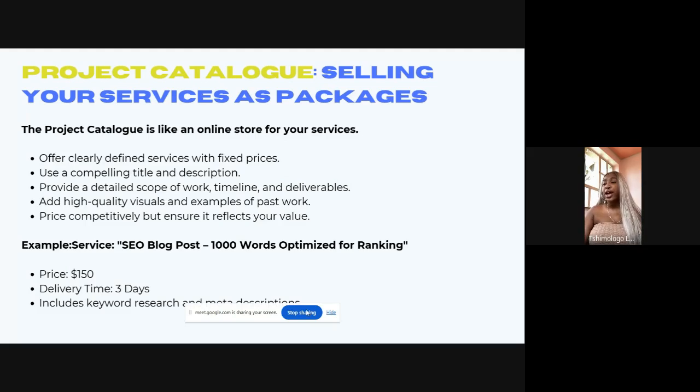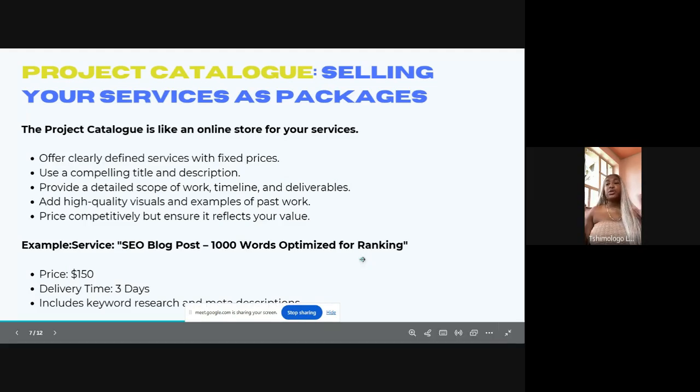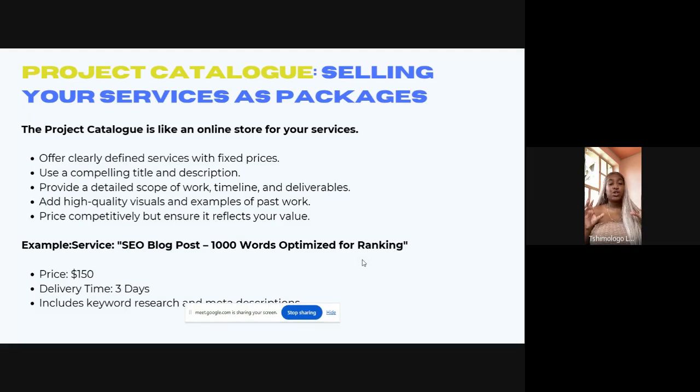Here I put an example of what a project catalog service package would look like. It would basically just be the name at the top: SEO blog post, 1,000 words, optimized for ranking. It's a very short sentence, but it already tells the client what they're getting. It tells them the price, which is $150. And how long will it take you to do it?